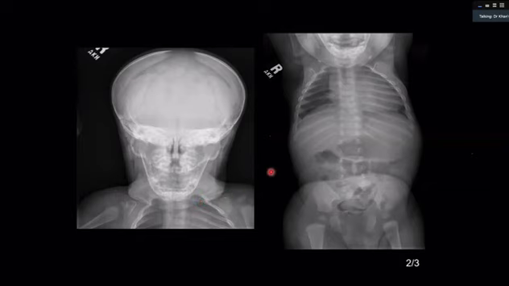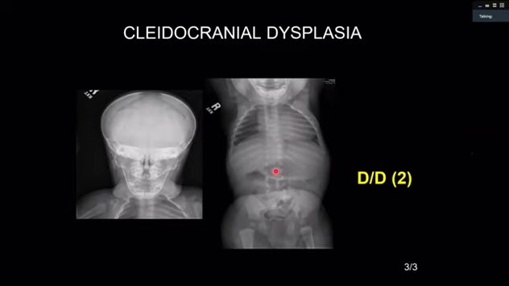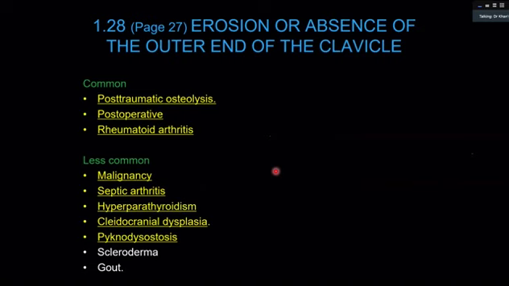So now comes the art of differential diagnosis. The first diagnosis is, in your Chapman, this is 1.28, page 27 in the new edition: erosion or absence of the outer end of the clavicle. And these are the most common causes, which we will see examples of later on. But among the less common, you can see cleidocranial dysplasia, and second is pycnodysostosis. So please remember, these two are asked in the exam because both of them are congenital.